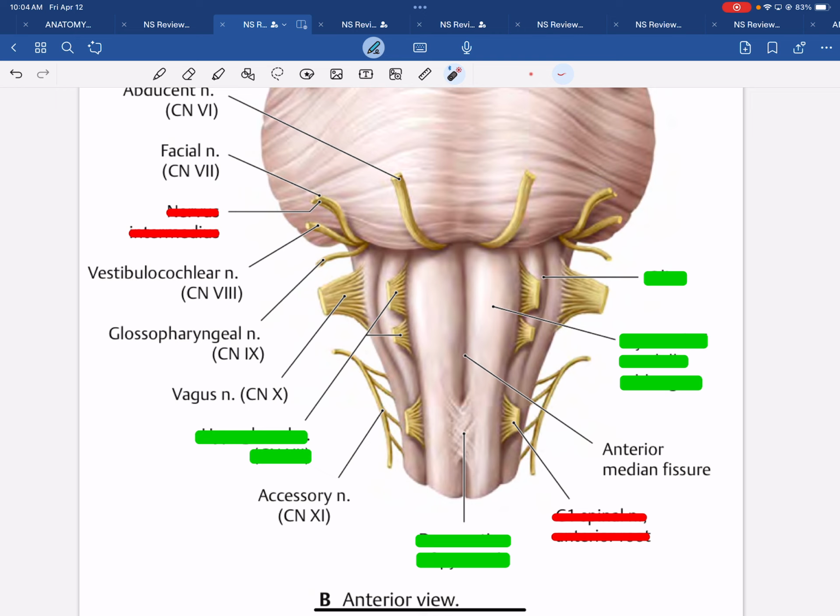Hypoglossal. Good. Which number? 12. Good, 12. Function? Swallowing and speech? Okay, good. Swallowing and speech.